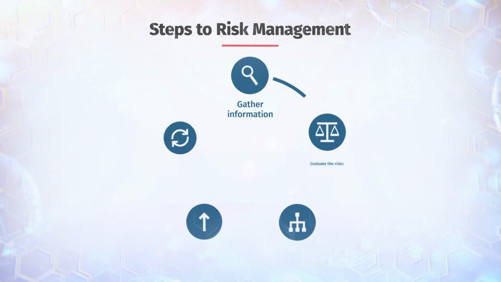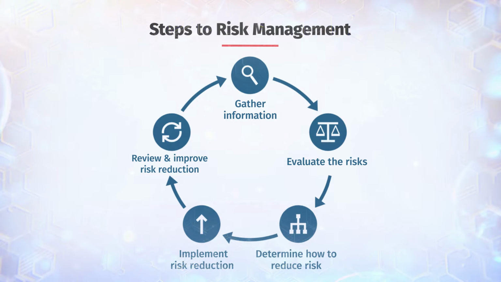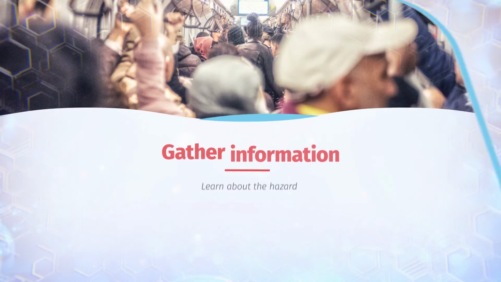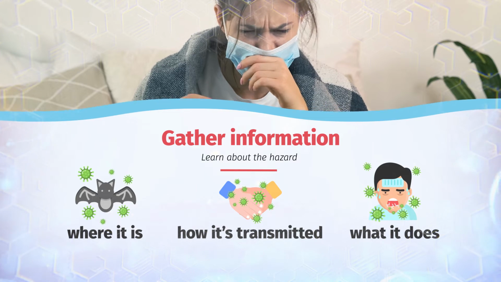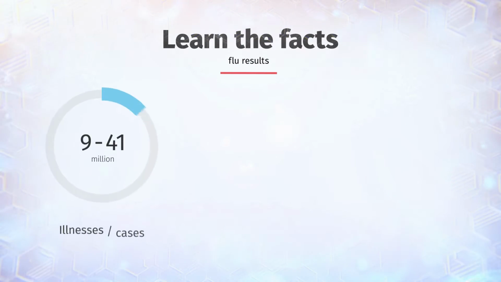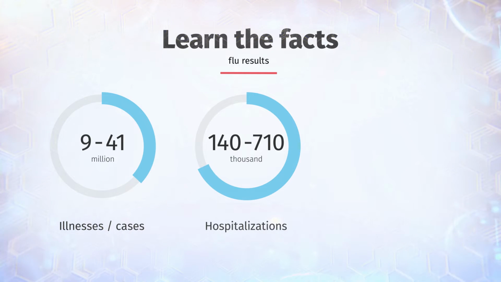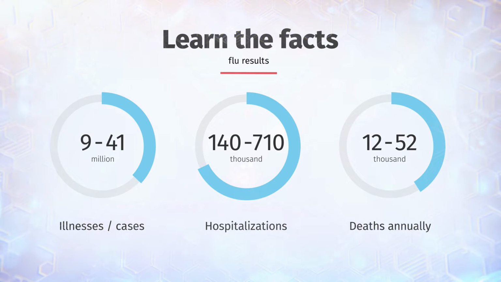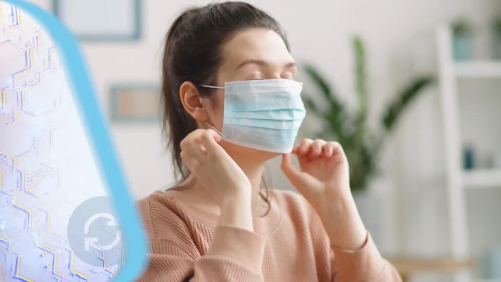Shown here are the steps of risk management. To see how these steps work, let's use influenza virus as the hazard in this example. First step, gather information and learn. Learn about the hazard, where it is, how it's transmitted, and what it does to you if you're infected. In this example, the CDC estimates that flu has resulted in 9 to 41 million illnesses, 140,000 to 710,000 hospitalizations, and 12,000 to 52,000 deaths annually. The more you learn, the more educated decisions you can make to better protect yourself.